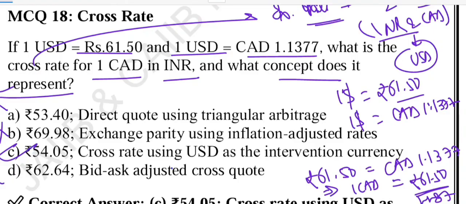So imagine you are trading apples and oranges, but no one trades them directly. So instead, everyone trades apple for banana and orange for banana first. So to find out how many apples are equal to 1 orange, you first find out how many bananas are equal to 1 orange and then convert banana into apple. So that is the meaning of cross rate.